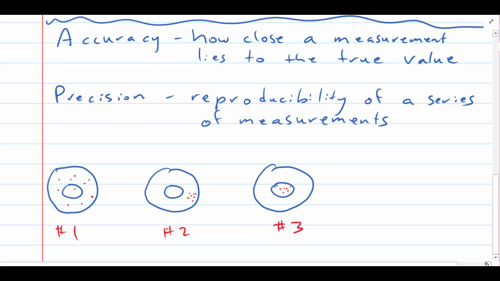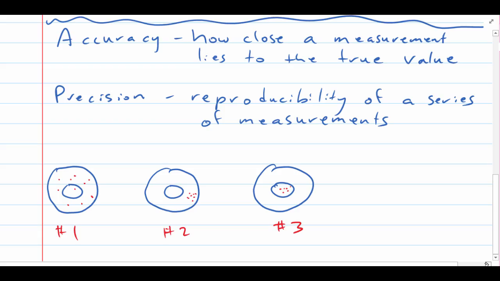And of course, if we're shooting targets, whether with a bow and arrow or a gun or something else, or darts, the goal, of course, is to hit the bullseye. We want to get it here in the center. And so think of the center here as being the true value.